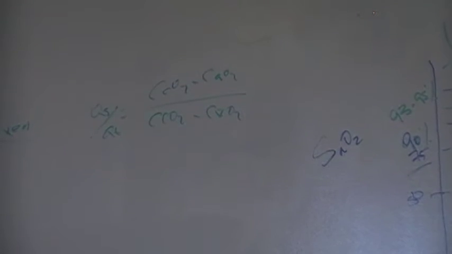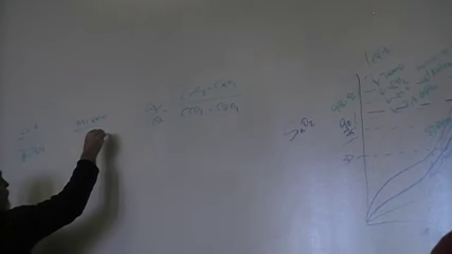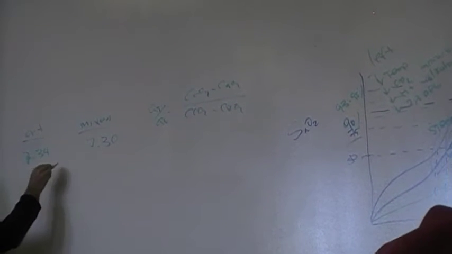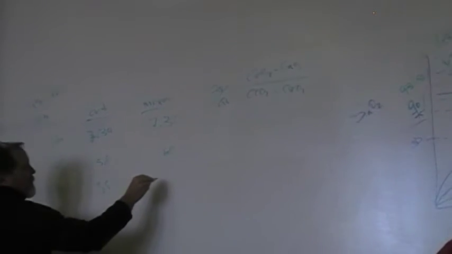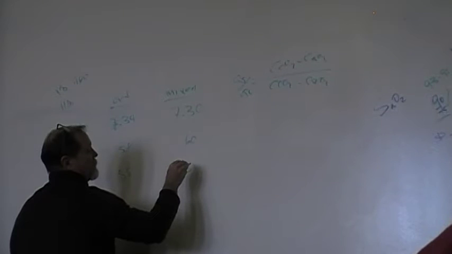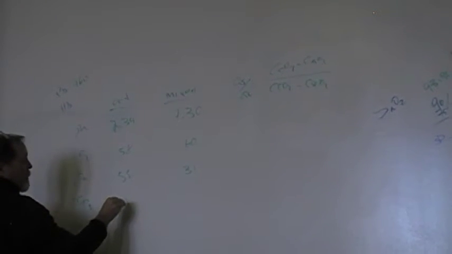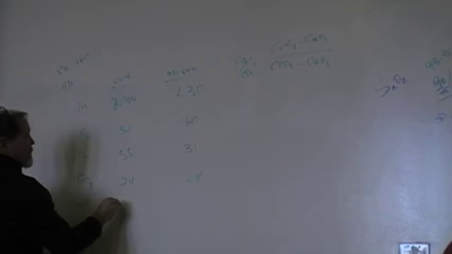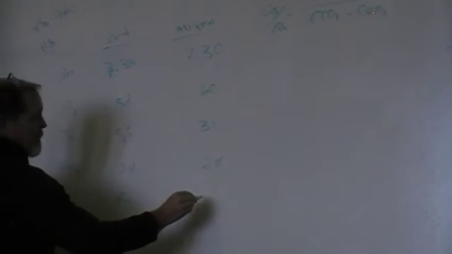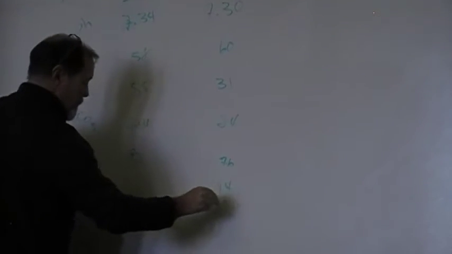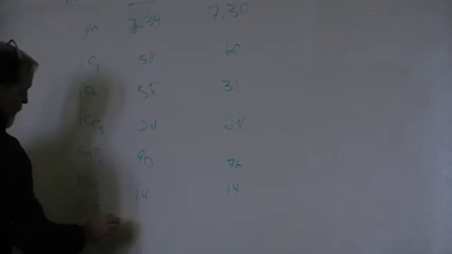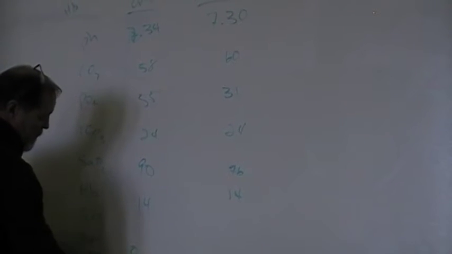So pH is 7.34, CO2 58, PO2 60 arterial, PO2 55 mixed venous, 31, bicarb 24, saturation 90, 76, hemoglobin 14, content, I'll have to figure that one out. Methemoglobin 0, carboxyhemoglobin 0, base excess minus 5.